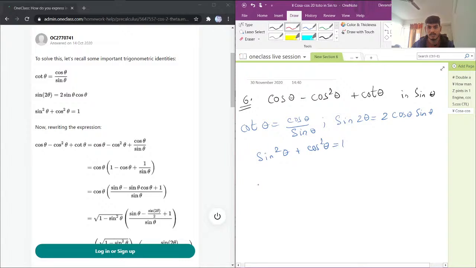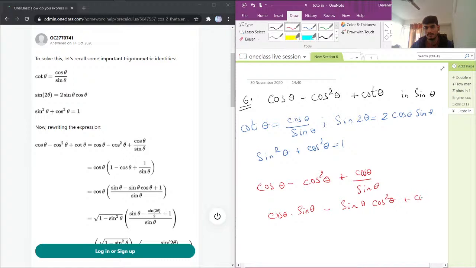Now first I will write minus cosine square of theta plus, I'll convert cotangent into sine and cosine. Now I will take the LCM. So cosine of theta, then we have sine of theta minus sine of theta cosine square of theta plus cosine of theta over sine of theta.